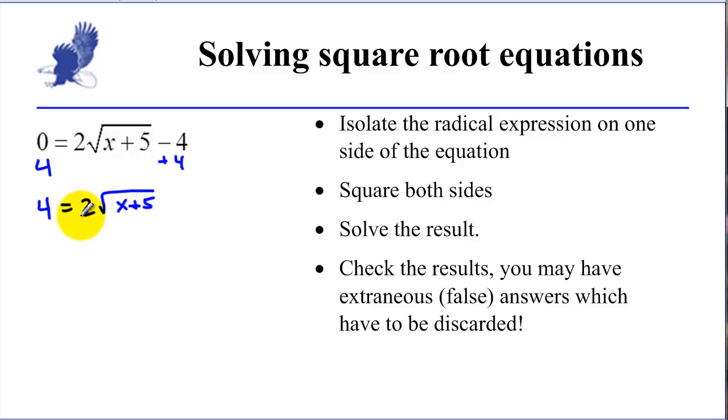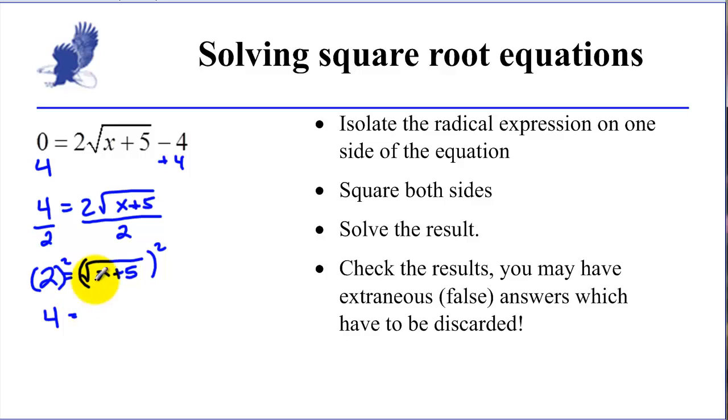And then we need to get rid of that number, so that's multiplication. So the inverse of multiplying is to divide. So now we have our radical symbol by itself, so we're going to square both sides of the equation. 2 squared is 4, and on this side that undoes the radical symbol. And now we can solve for x, and we get x equals -1.